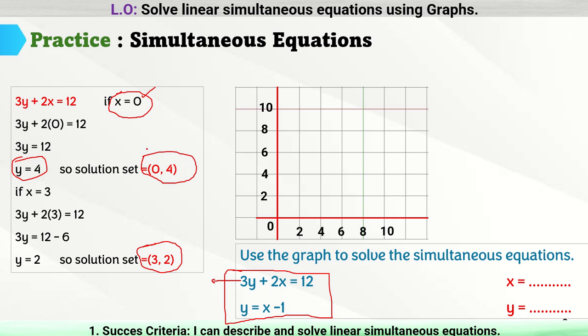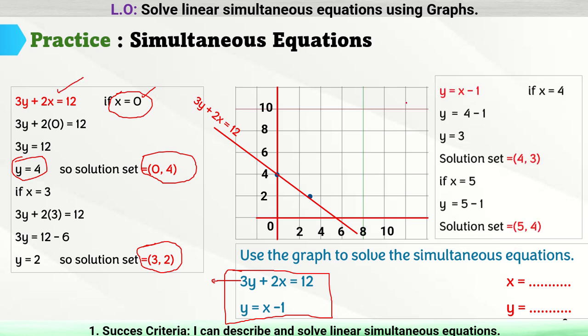Then I'll be using the same method for this, and then we will draw two lines and we'll find out what are the exact values for which both equations will be true. So let's draw these 2 points, 0 and 4, on the graph. So this is 0 for x and 4 for y, and 3, 2. So x is 3 here and y is 2 here, right? These are the 2 points. Now this is our line for this equation, right?